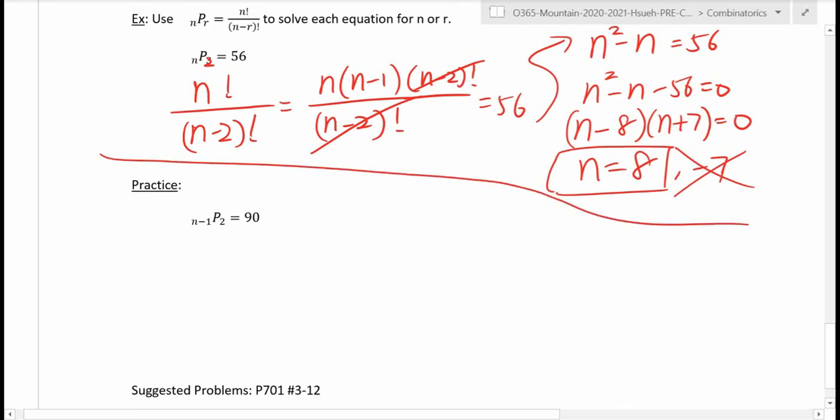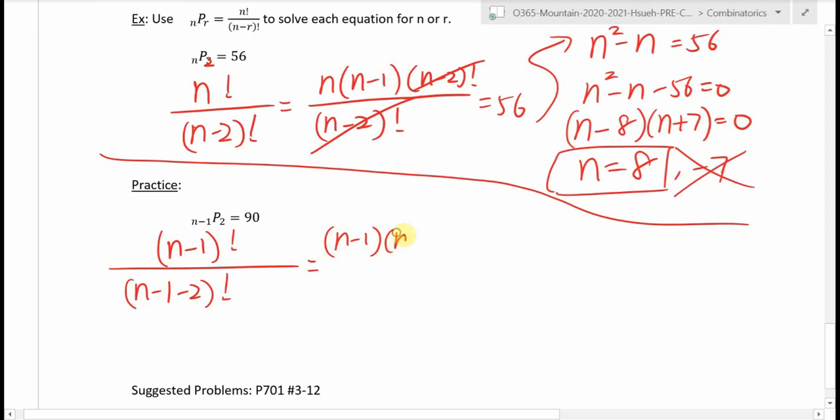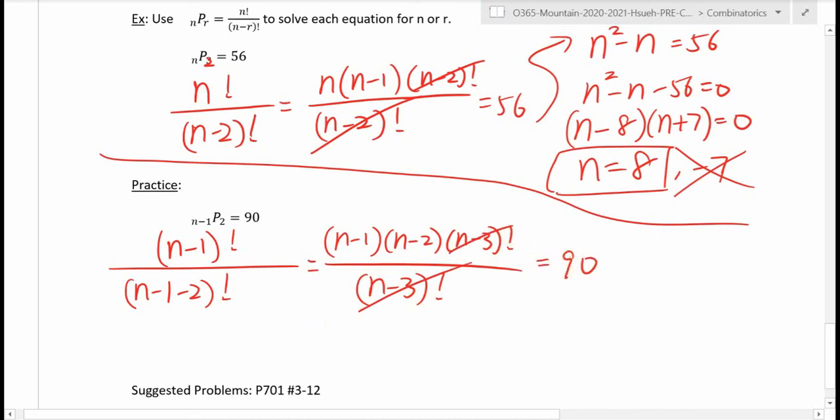Okay, similarly, again, by definition, this is going to be n minus 1 factorial divided by n minus 1 minus 2 factorial. Okay, this is going to be n minus 1 times n minus 2 times n minus 3 factorial over n minus 3 factorial. They will simply cancel out. This equals 90.